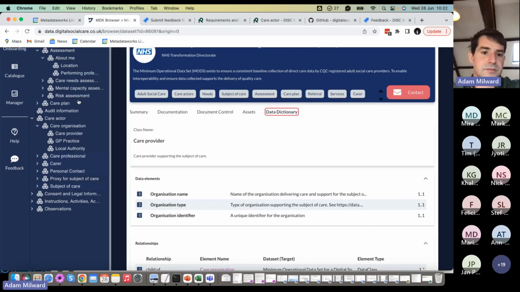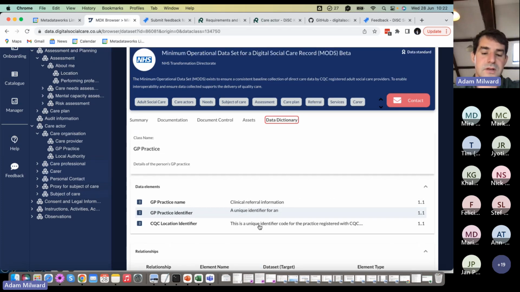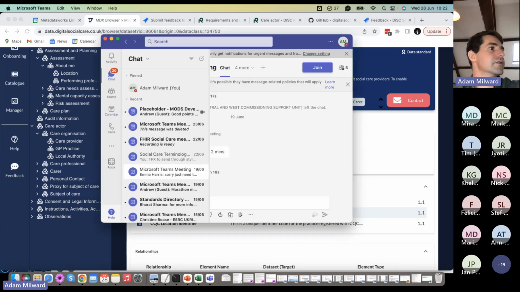And then I think the last one was about CQC. I think we've at the moment got CQC location identifier included in the GP practice, but given that all the CQC location identifiers go through the GP to ODS now, is that just an extra bit of information that isn't needed? So I don't know if anyone's got any comments there. I think we've got the survey through. So we'll move on to the next section.